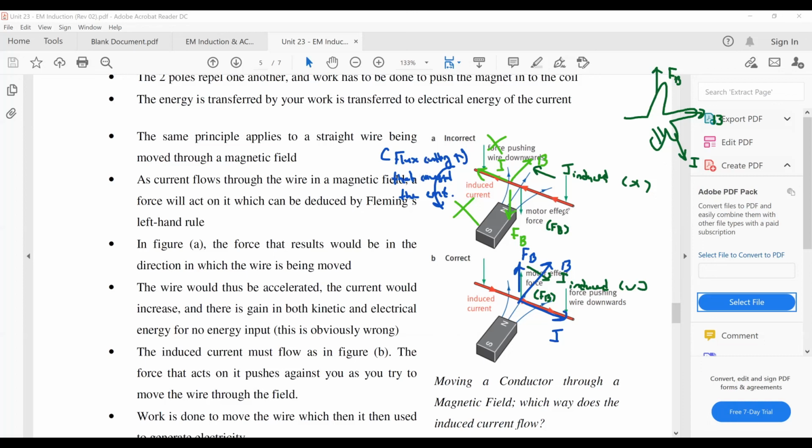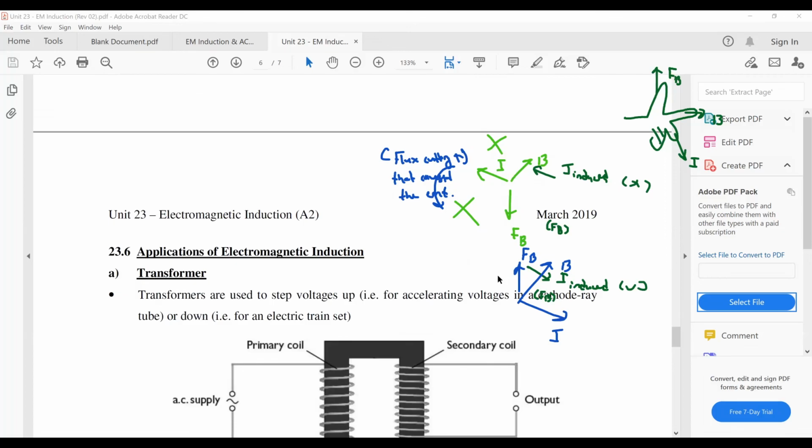So you see that your current flows in this way such that you have a magnetic force this way, you're actually causing more flux to be cut. So this one is not following Lenz's law. But you see that the current is flowing this way such that your magnetic force is this way, is actually trying to prevent more flux from being cut. So this one should be correct according to Lenz's law. Okay, so this is in general how Lenz's law works.